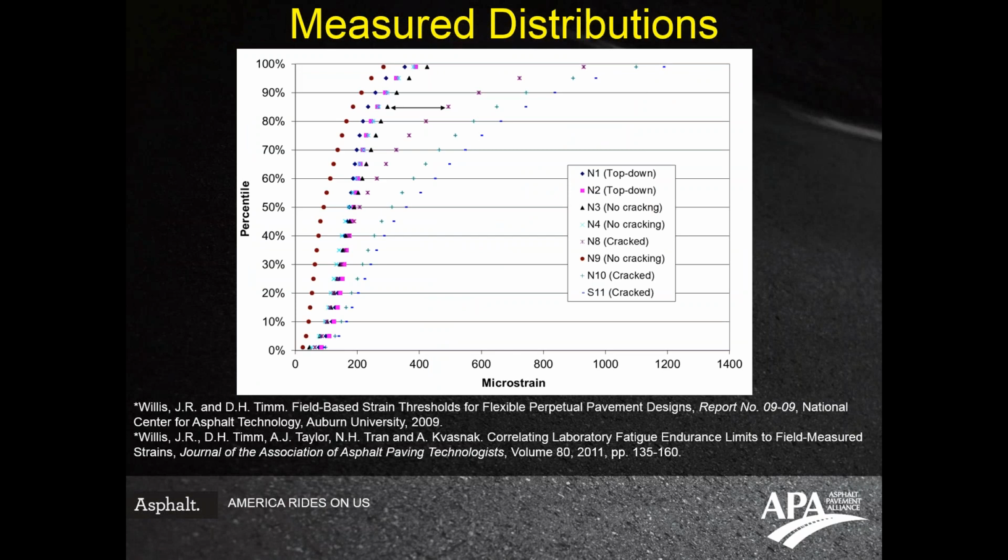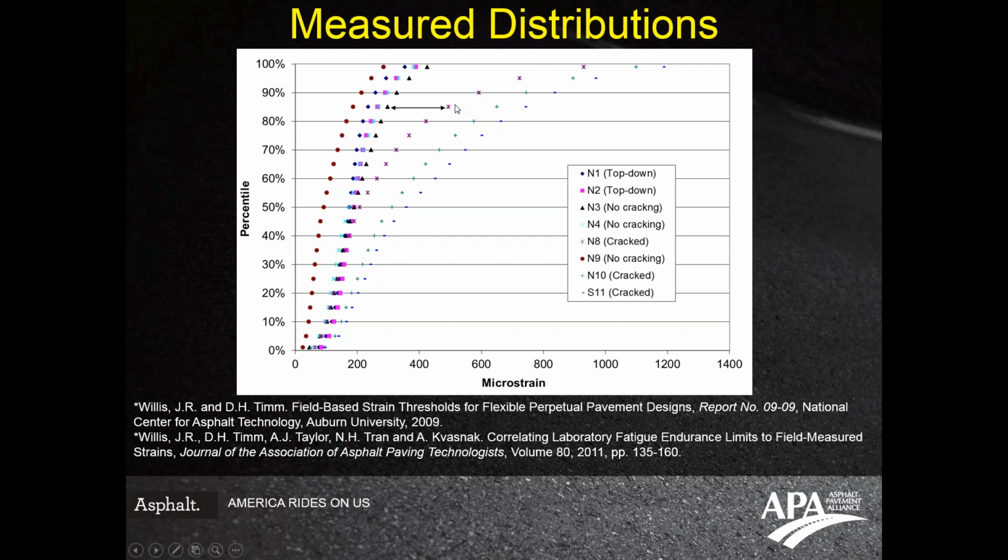So that work was done as part of his doctoral work. We did some additional research looking at a whole host of sections, and what these curves are showing is not just sections N3 and N4, but a whole group of sections at the test track. What's interesting is there's a gap between these strain distributions, and this gap is sort of a break point between those sections that had bottom-up cracking.